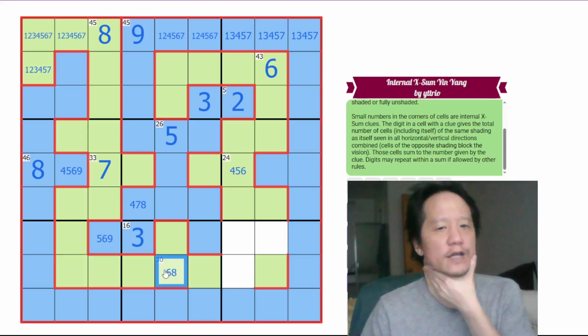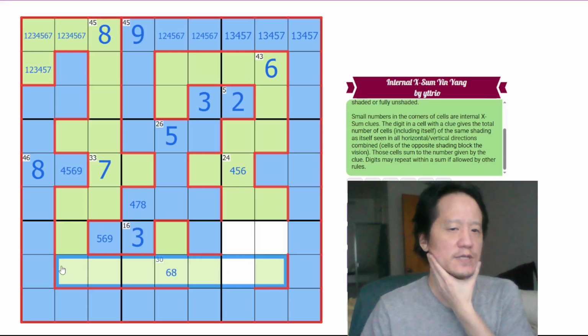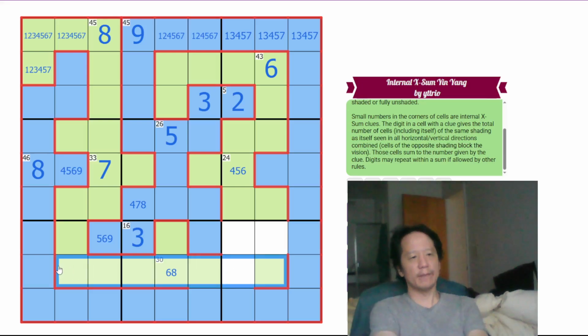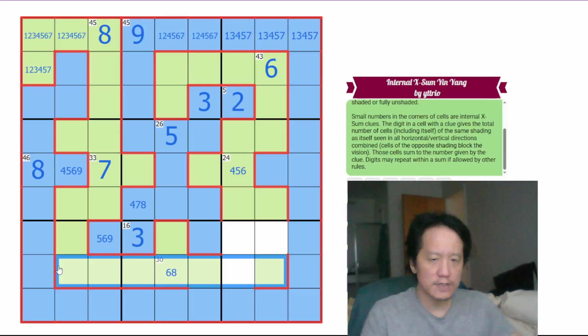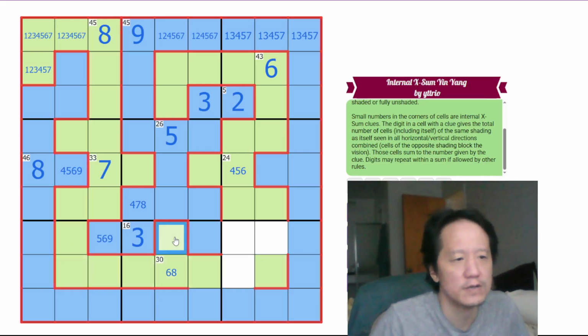If you had 8 here, that means the 7 digits you would have there at minimum would be 1, 2, 3, 4, 5, 6, 8. Therefore, this would be 1. That's possible.